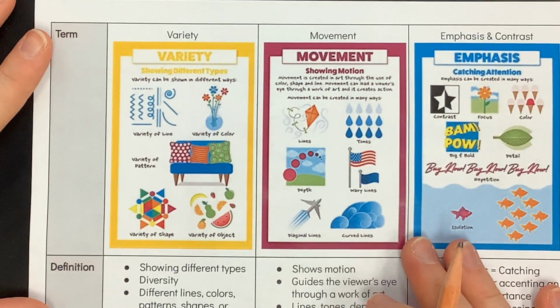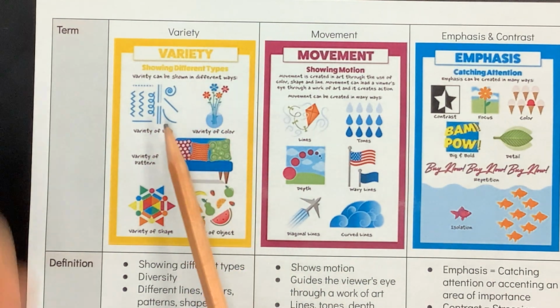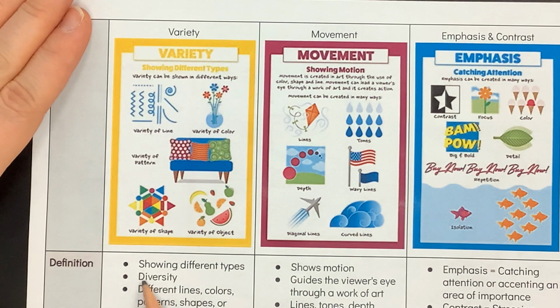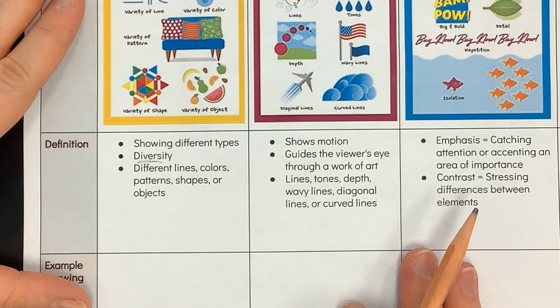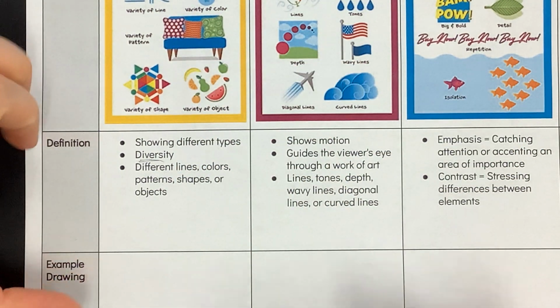On to our next backside. Let's look at variety. Many of you are familiar with this term. You've got a variety of things in your room or in your house. So variety is just showing different types. It can be shown in different ways: a variety of line, variety of color, variety of pattern. You've got shape and variety of objects. Another big word that we talk about here is diversity. It can be very similar to variety. So again, we're just going to break this down a little bit into some of these examples that are up here.